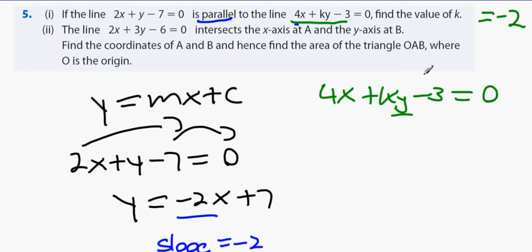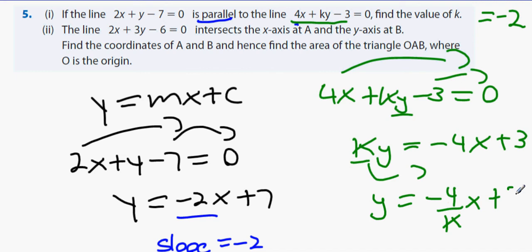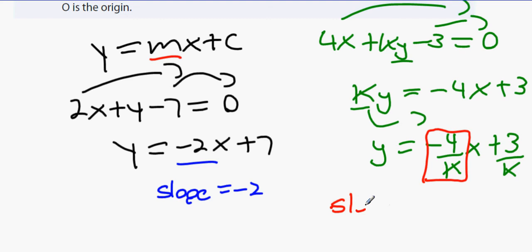Get y on its own. Bring over the 4x, bring over the 3. So ky equals minus 4x plus 3. Divided by k, bring the k underneath. y equals minus 4 over k x plus 3 over k. Remember the formula, y equals mx plus c. The m value is minus 4 over k. So slope equals minus 4 over k.